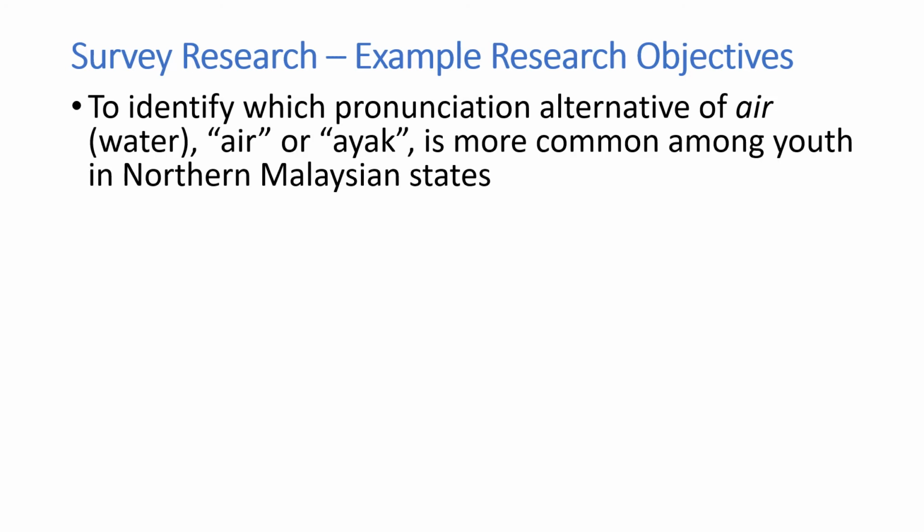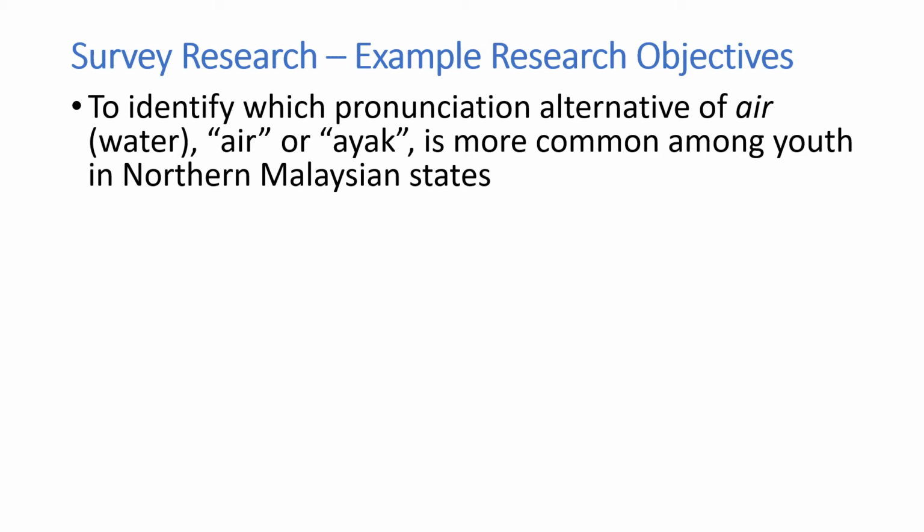Let's look at some example research objectives for survey research. In the first objective, this is for a study that wants to examine whether one particular type of pronunciation is more common. This context is about the pronunciation of the word air, which means water. In standard Malay, it's air, but in northern dialect, it's ayah. So a researcher might have this objective: to identify which pronunciation alternative of air or ayah is more common among youth in northern Malaysian states.